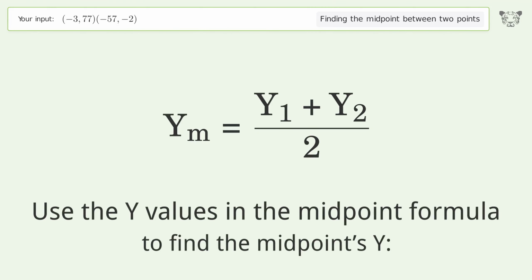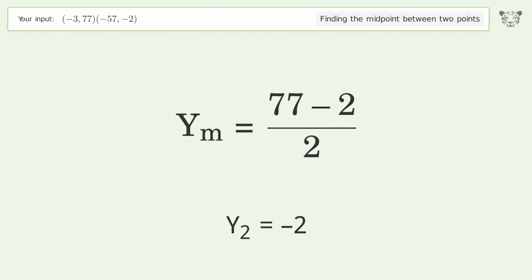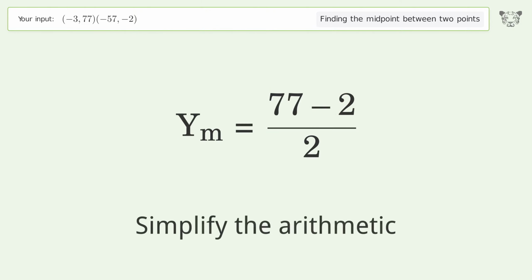Use the y values in the midpoint formula to find the midpoint's y. y1 equals 77. y2 equals -2. Simplify the arithmetic.